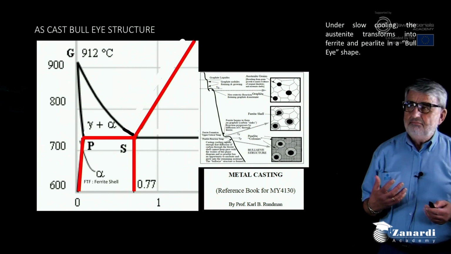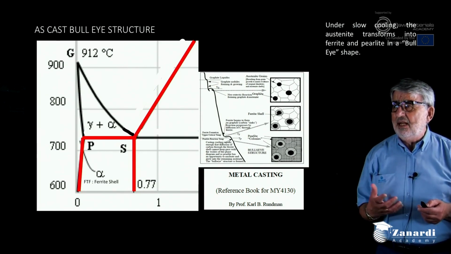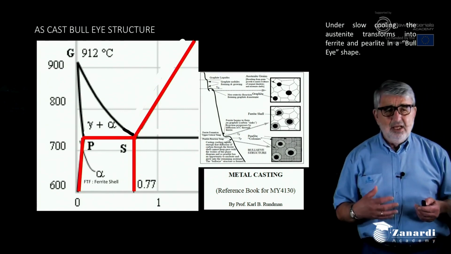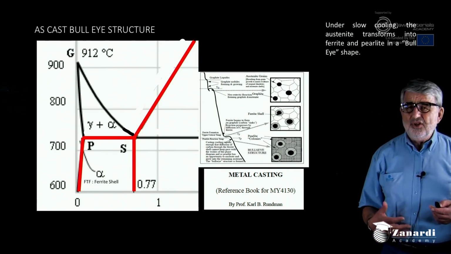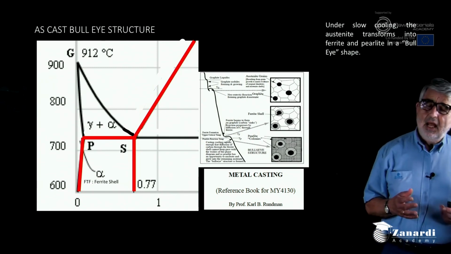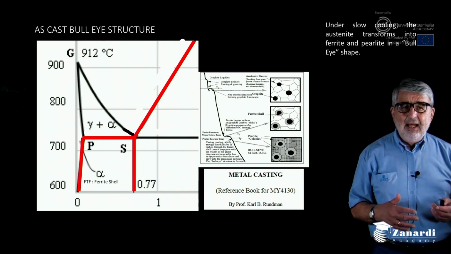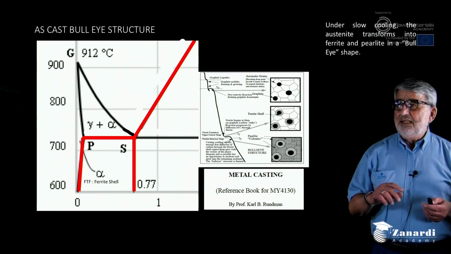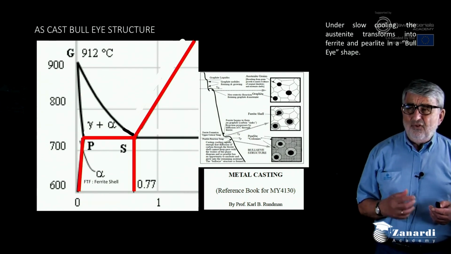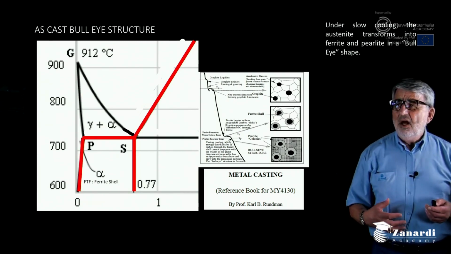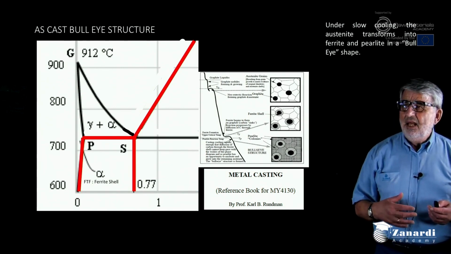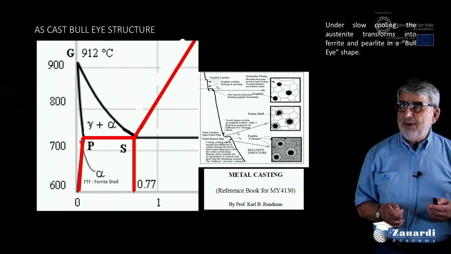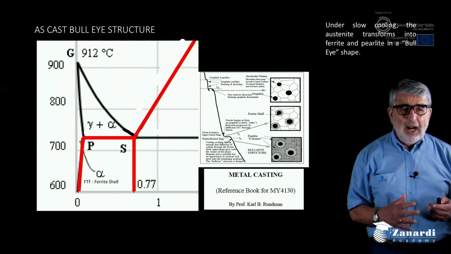So we can get a fully ferritic structure if we have low manganese, no addition, and a sufficiently slow cooling, or we can have a ferritic perlitic matrix where we have a spheroid that is surrounded by a ferrite shell, and then after this ferrite shell up to the last to freeze in the grain boundary, we have precipitation of perlite.